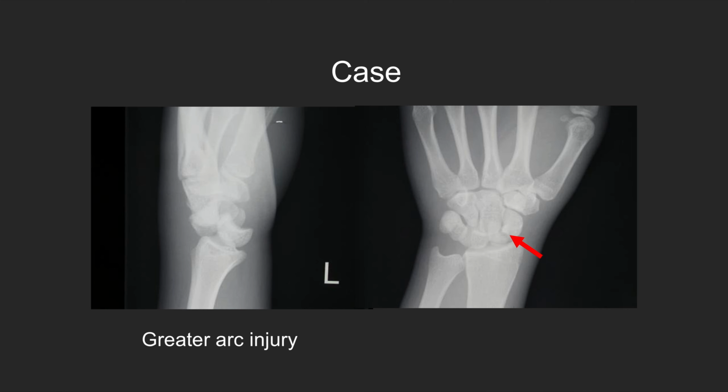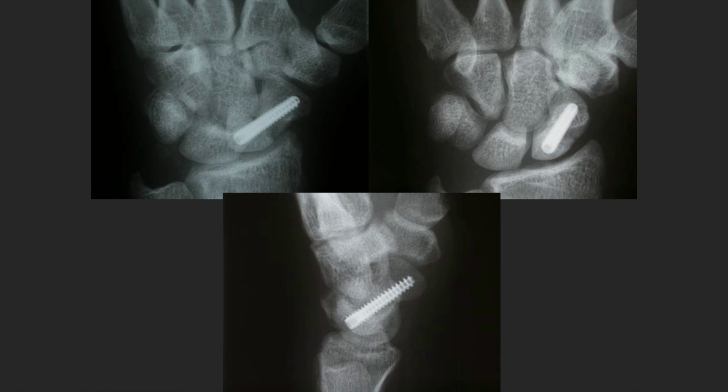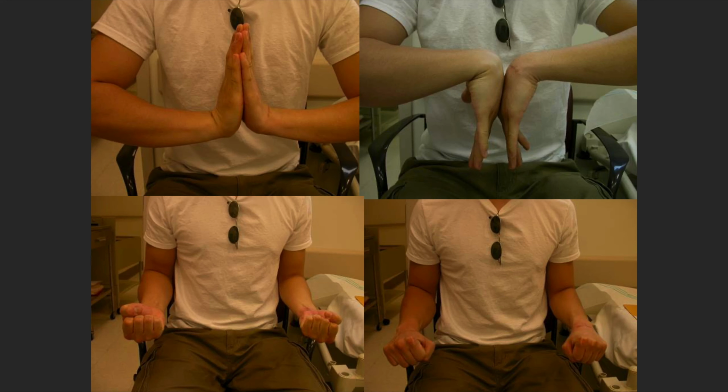So here's a case. This is a greater arc injury because we have a scaphoid fracture and we have a perilunate dislocation. So here you see the lunate's in place, capitate's out of place, and there's a fracture of the scaphoid. Here it is when it's been reduced. The red arrow is pointing to the scaphoid fracture, and that's the lateral on the right. This was treated surgically. These require surgery with placement of a screw to fix the scaphoid fracture and allowing the ligament injuries to heal on their own. Here's the range of motion.